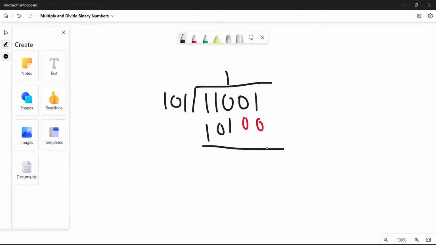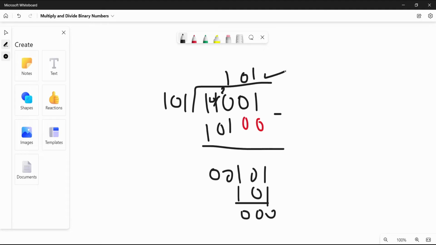Now I'll just subtract the numbers. 1, 0, borrow a 1 from this one, it will become 2, 1, 0, and 0. As you can see, we got the number itself, so all we need to do is multiply it by 1 and we'll get the remainder of 0, and so we also got the answer, which is 5.